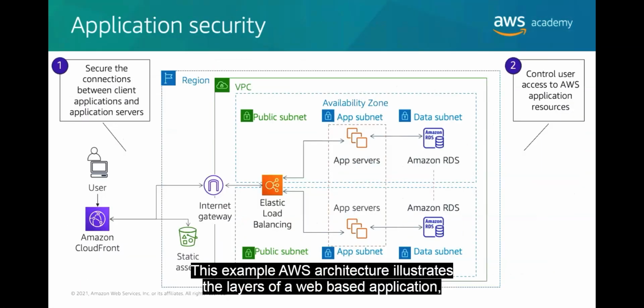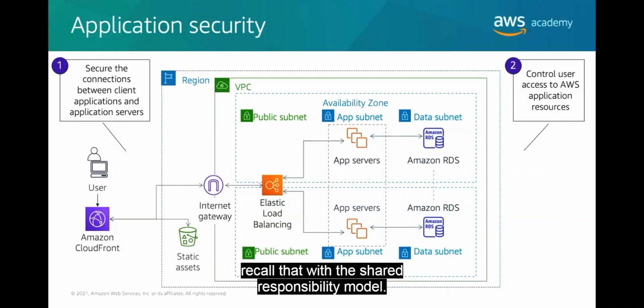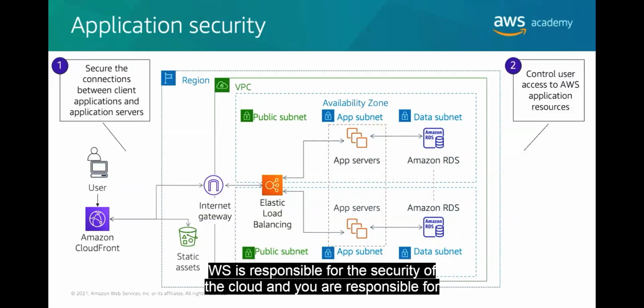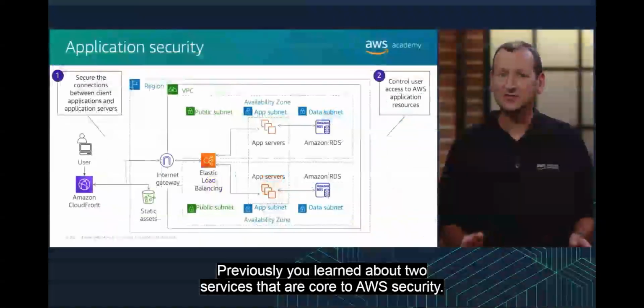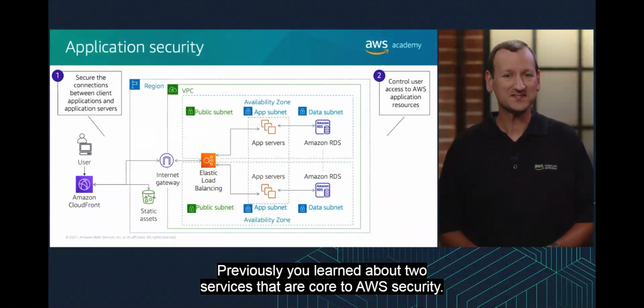This example AWS architecture illustrates the layers of a web-based application. Recall that with the AWS Shared Responsibility model, AWS is responsible for the security of the cloud, and you are responsible for security in the cloud. Developers must consider security of an application at many levels. Previously, you learned about two services that are core to AWS security.